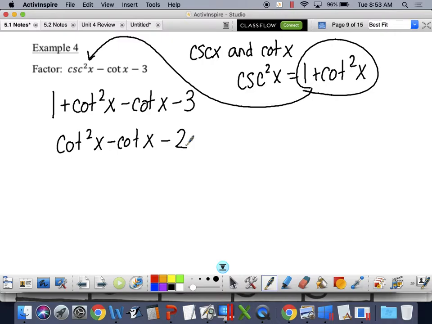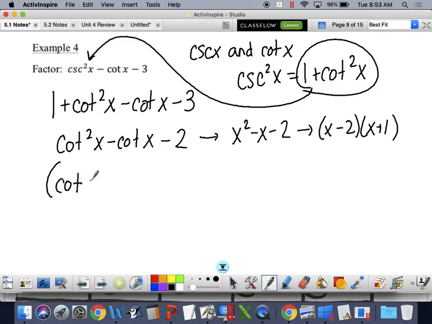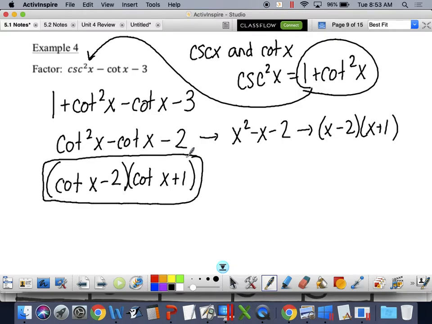Now, I've got everything in the same trig function. It's in cotangent, and I'm thinking to myself, okay, this is kind of like x squared minus x minus 2. So how does that particular function factor? Well, I get x minus 2, x plus 1. I am then going to factor that the same way. In this case, the x is actually cotangent x, so it factors as cotangent x minus 2, cotangent x plus 1. And that represents the factoring of that particular function. Notice I had to use the identity first to get everything in the same trig function. Once I did, I was able to factor it quite nicely.